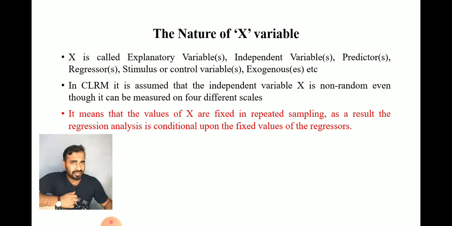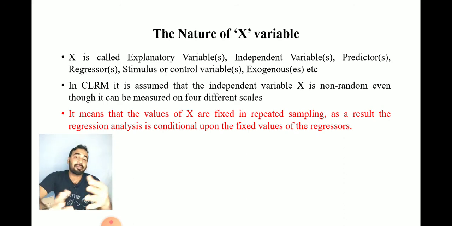In the classical linear regression model, it is assumed that the independent variable x is not random. Y is a random variable, but x may or may not be a random variable, and this variable can also be measured on different scales.